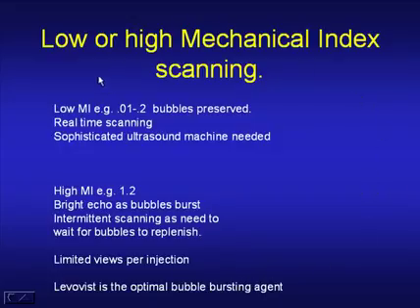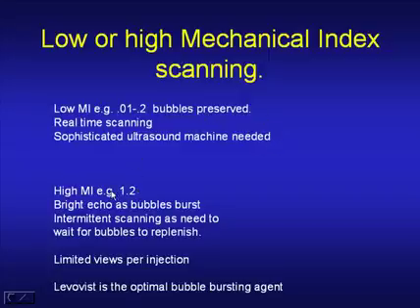So at low mechanical index, this can be anything from 0.01 to 0.2, compared with the normal mechanical index of an ultrasound scan, which is of the order of 1 to 1.5. The bubbles are preserved, so we can use real-time scanning. We do need a sophisticated ultrasound machine to do this, but these are plentiful in this current day and age.